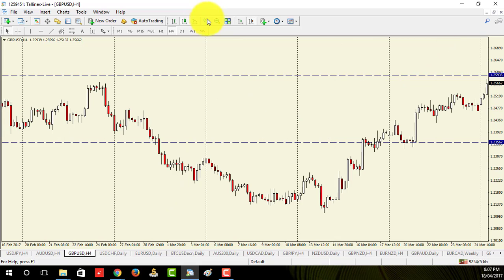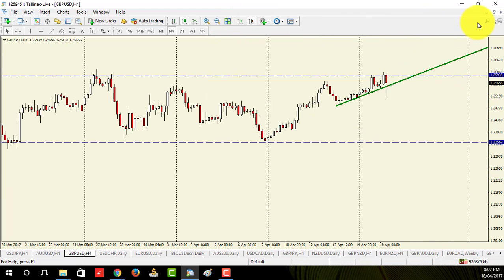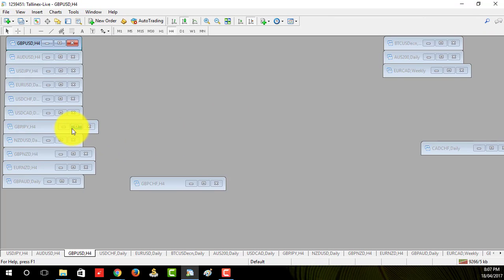It looks like a normal squeeze play, but it didn't. It should have had another touch somewhere in here, and that would have been a really nice squeeze play had that happened. Okay, so I'm going to go over.